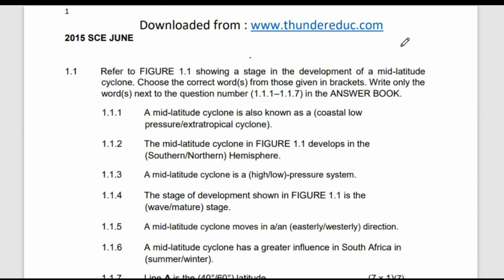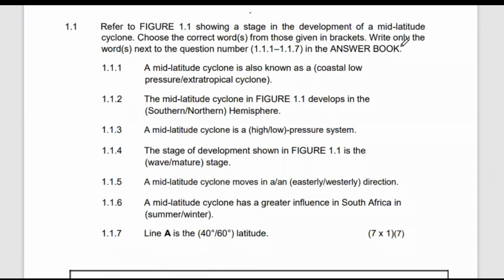Firstly, we are doing question 1.1, which says, refer to figure 1.1 showing a stage in the development of a mid-latitude cyclone. Choose the correct words from those given in brackets. Write only words next to the question number in the answer book. As well, you might have been told that in exams, that is an instruction where they say you write the answer next to the question number.